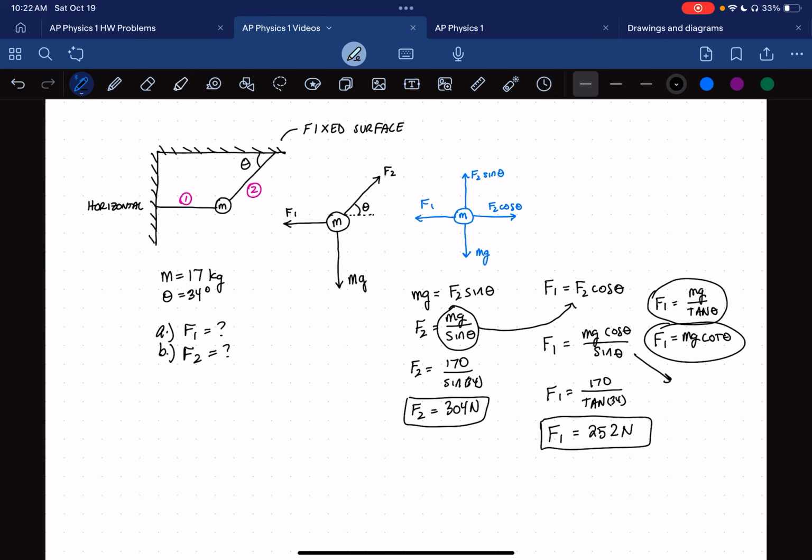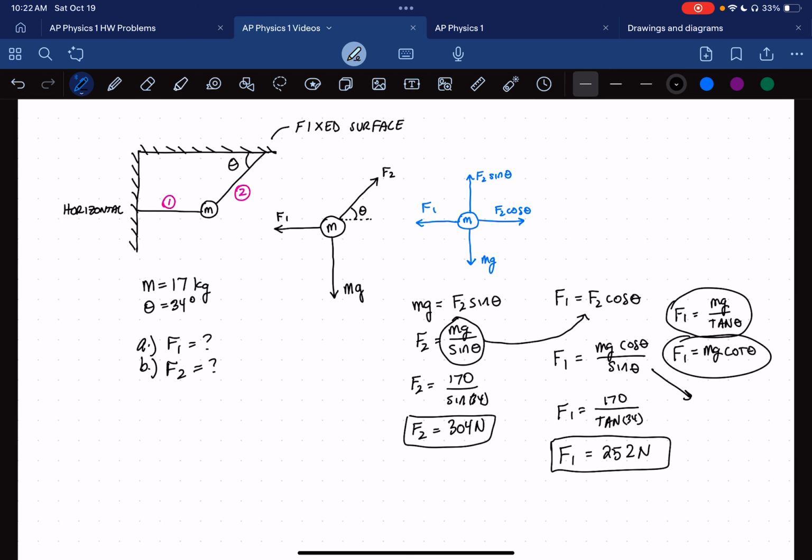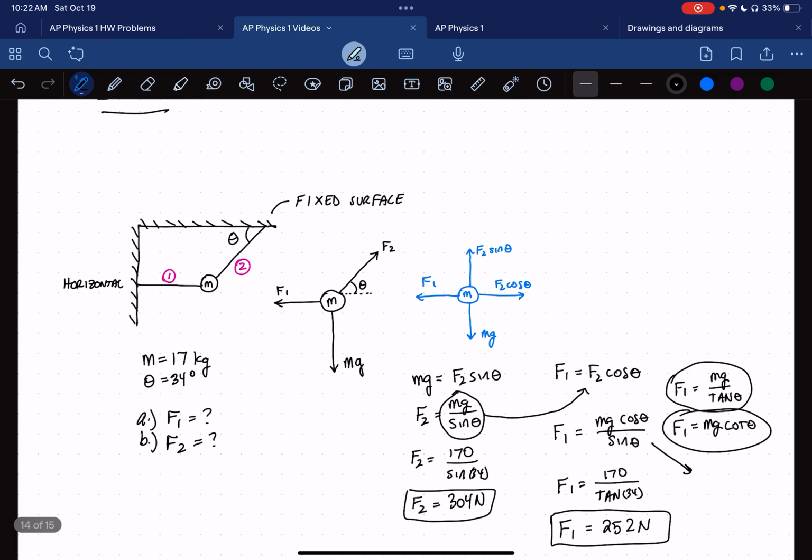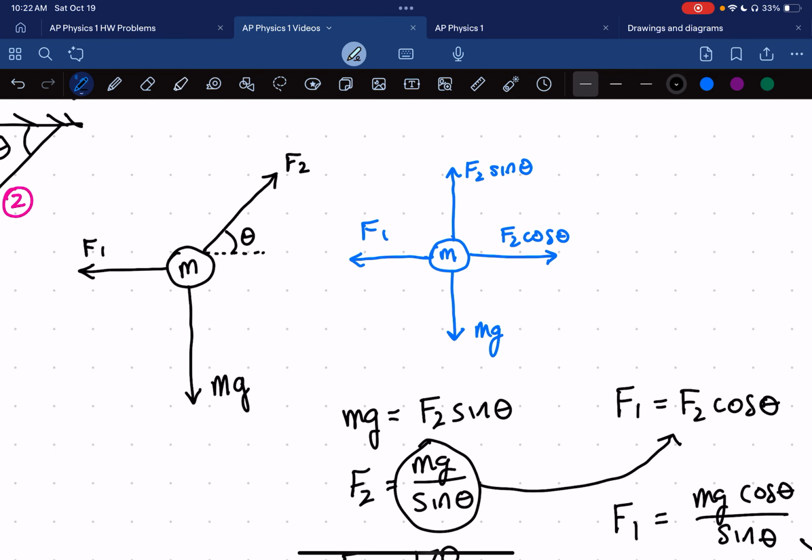So that was a rather easy one. Again, our strategy is just making equations and doing substitutions. And the fact that it's static, that the sum of all the forces equals 0, means that there are 0 accelerations vertically, there are 0 accelerations horizontally, and that makes it very easy.